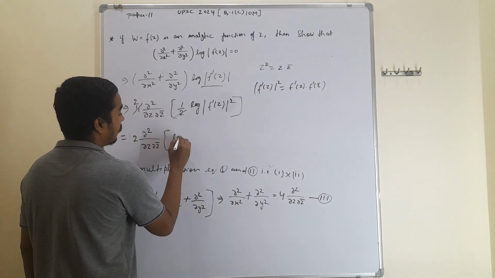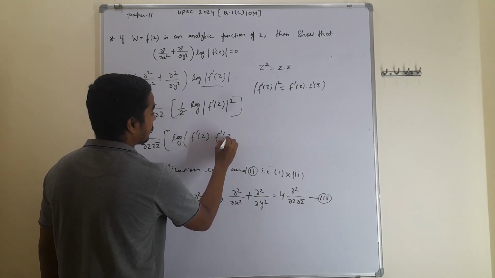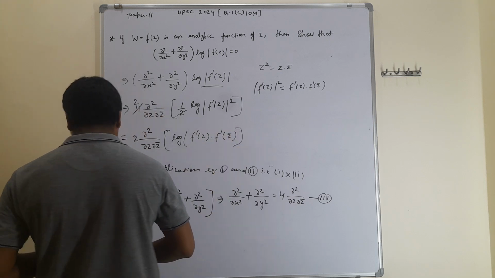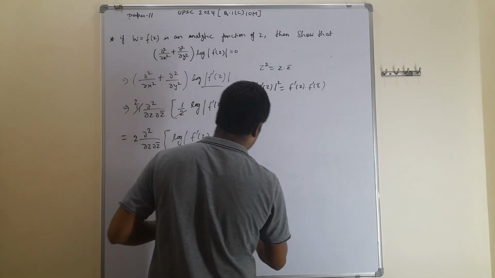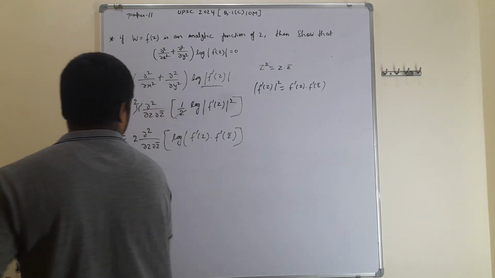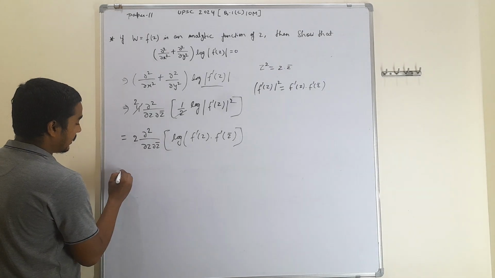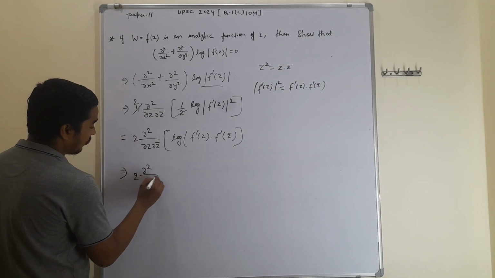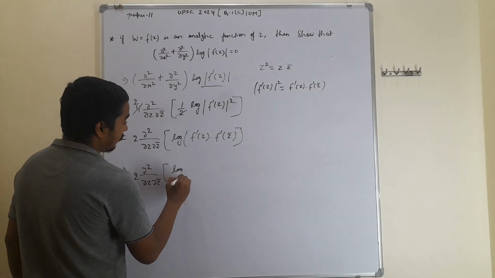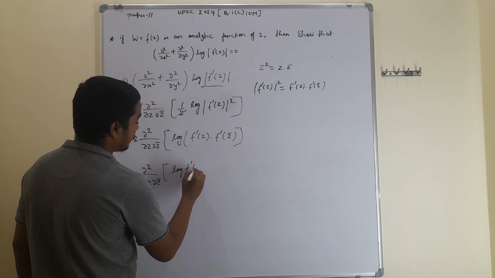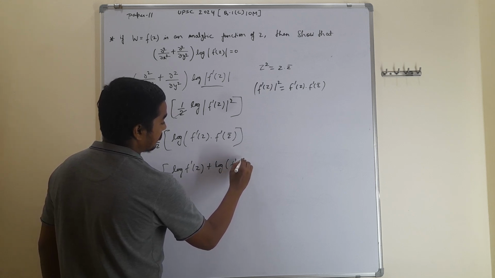From here, log of f'(z) into f'(z̄). Using the log property, log(m·n) is log m plus log n, we get 2 ∂²/∂z∂z̄ of log f'(z) plus log f'(z̄).